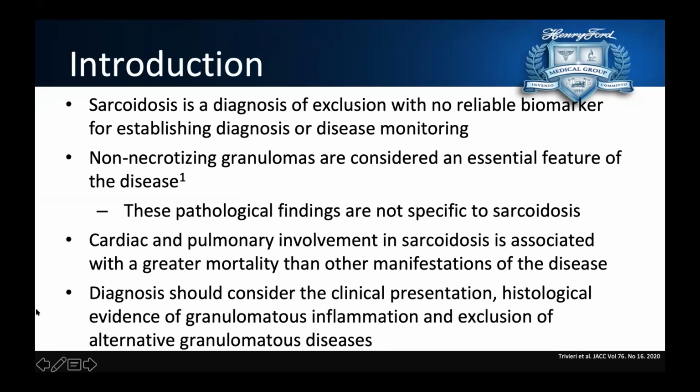All right, so just a little bit of background. Sarcoidosis is a diagnosis of exclusion. There's no reliable biomarker for establishing diagnosis or disease monitoring. This is usually characterized by non-necrotizing granulomas, which is an essential feature of the disease. But keep in mind that these pathologic findings are not specific to sarcoid. They can actually be seen in numerous infectious inflammatory diseases. Cardiac and pulmonary involvement in sarcoid is associated with a greater mortality than other manifestations. And of course, diagnosis should consider the clinical presentation, histological evidence of granulomatous inflammation, and exclusion of other diseases that perhaps could cause the same presentation.